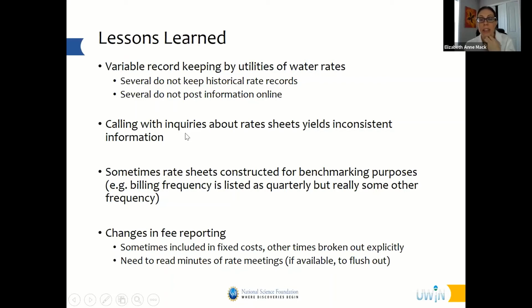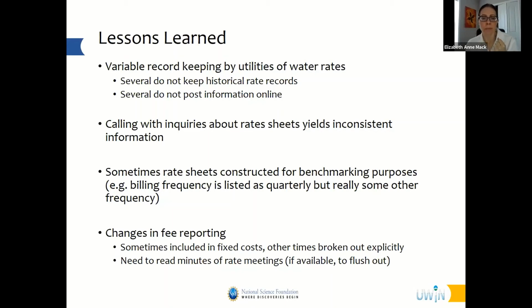We also tried to call to make inquiries about rate sheets, but depending on who you talk to, you would get inconsistent information in terms of when rates were enacted or what different components of the rates were. What we found online is for benchmarking purposes only. The database that we want to share is going to give you the monthly cost of water. It's going to be an approximation, I should say, of the monthly cost of water, given the billing frequency of each provider, whether that was quarterly, monthly, or annually.